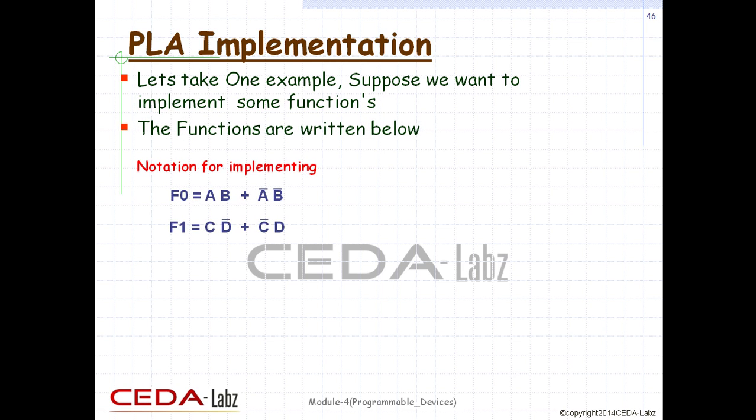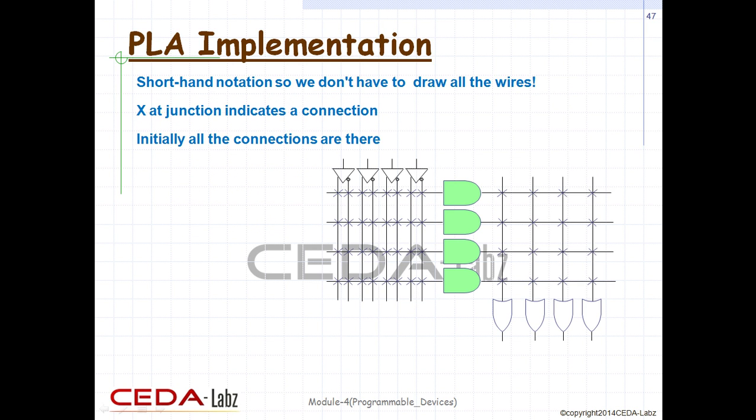Suppose we want to implement function f0 that is equal to AB plus A bar B bar, and function f1, which is equal to C D bar plus C bar D, in a PLA. So, we have to implement two functions f0 and f1 in PLA. In the diagram shown here, there is a plane of AND gates and a plane of OR gates. Initially all the connections are present. The established connections are denoted by crosses shown in the figure.